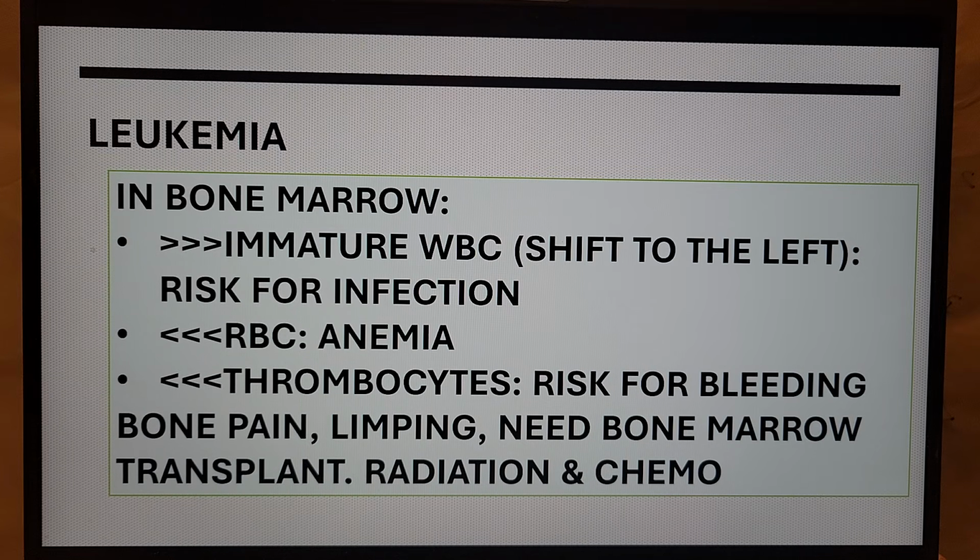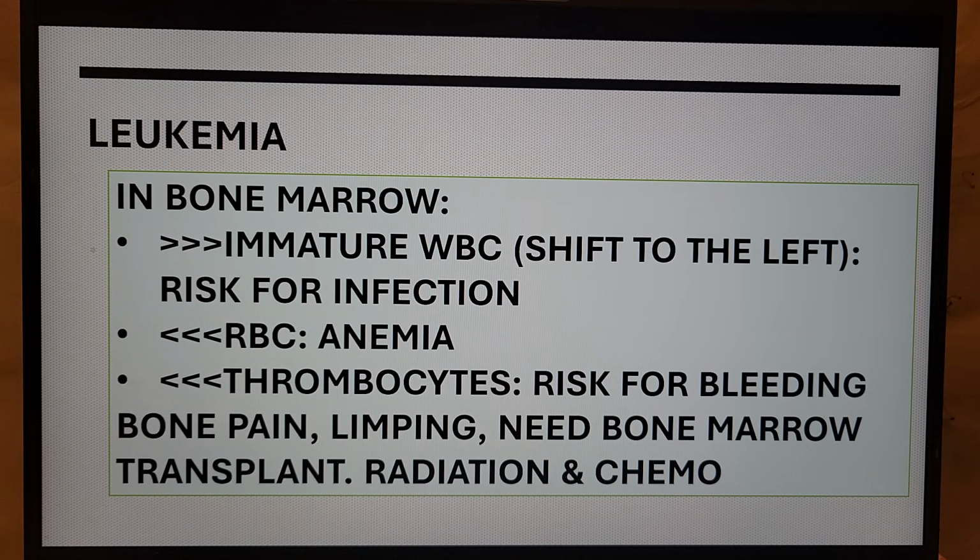And they complain of bone pain because this is bone marrow inside the bone. And they walk limping because their bone is not healthy, right? So that's why they need a bone marrow transplant. Usually we give them medication to kill all the bad bone marrow, and then we give them new healthy bone marrow from other people, right? They donate the bone marrow from the sternum or from the pelvis. And because this is cancer, the doctor will give radiation and chemo.